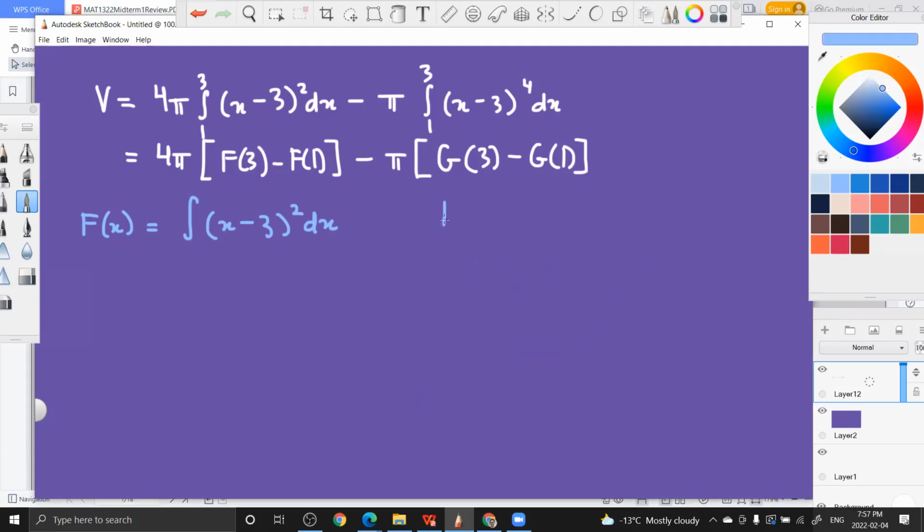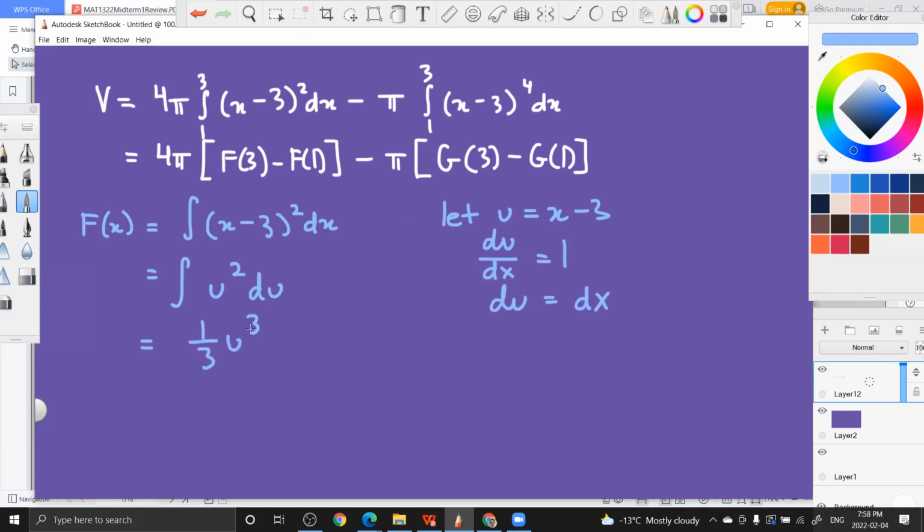Now this one is very easy. So let u equal x minus 3. So du over dx is equal to 1, which means du is equal to dx. This is equal to the integral, here is u to the power of 2, dx is du, so it's like this. And we get 1 over 3 times u to the power of 3 plus c, which is equal to 1 over 3 times (x minus 3) to the power of 3 plus c. Okay, you guys get this so far?